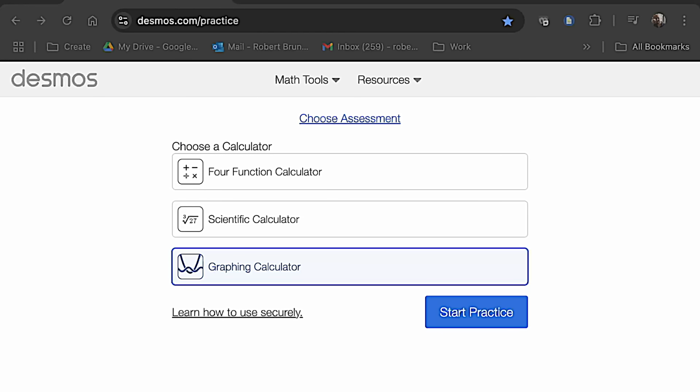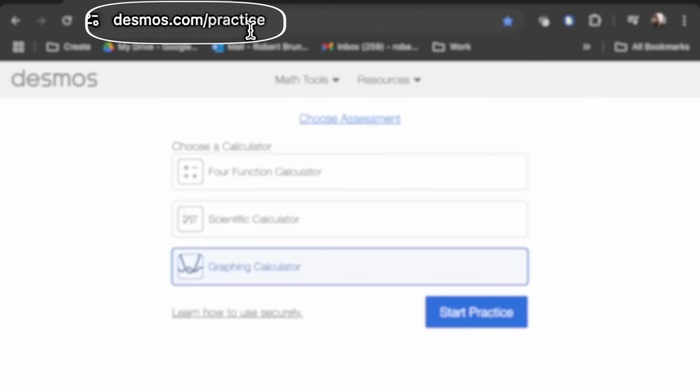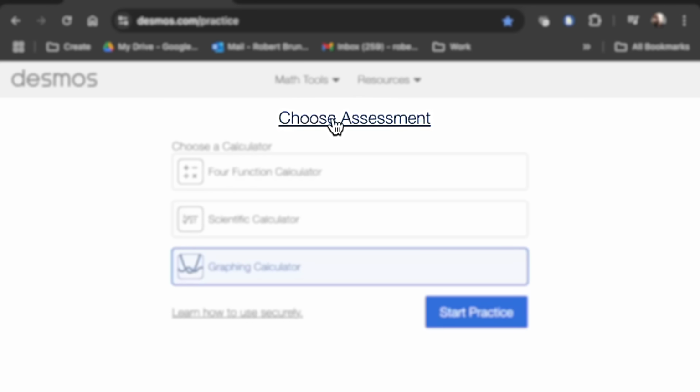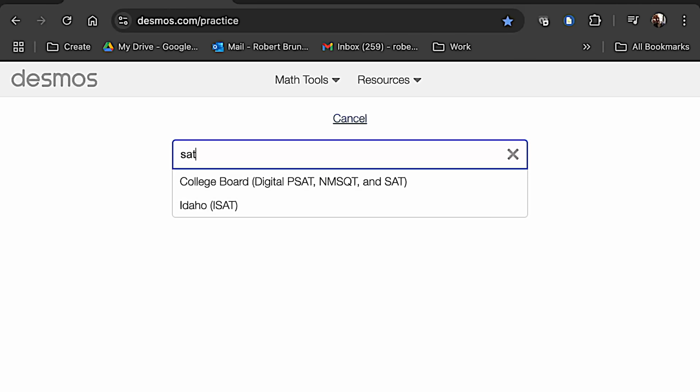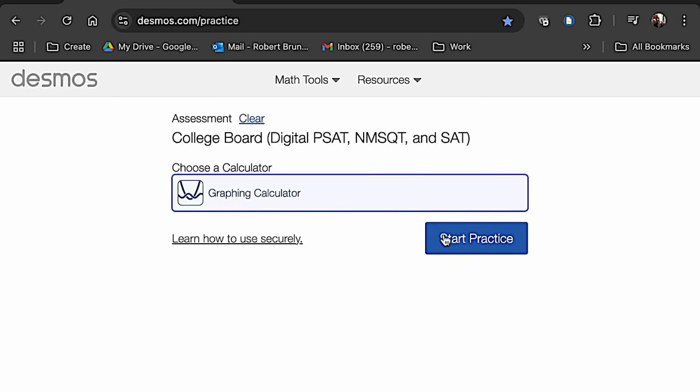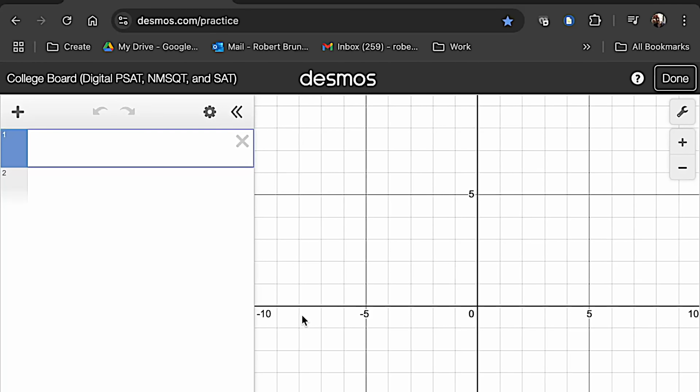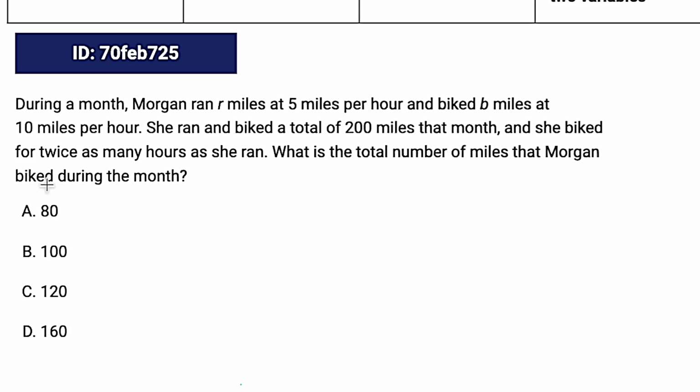By the way, whenever you're practicing and using Desmos outside of Bluebook, make sure you choose the correct version of Desmos. You go to desmos.com/practice, then you choose your assessment and type in SAT. Now you know for a fact that you're using the actual College Board approved version that you will be using on test day. Let's look at another one here.